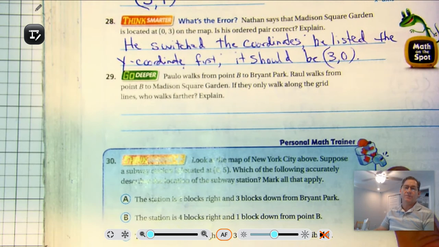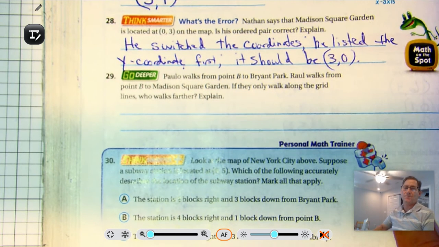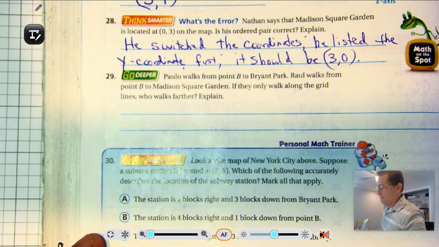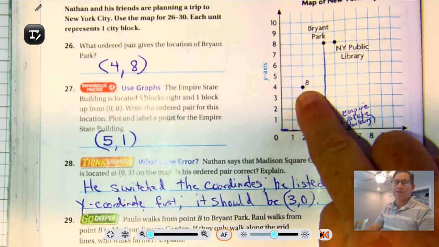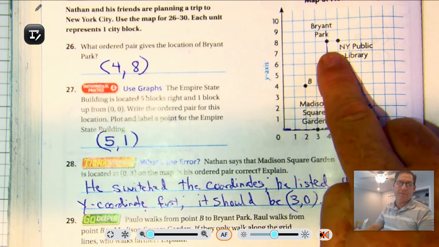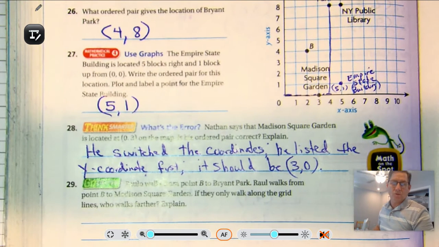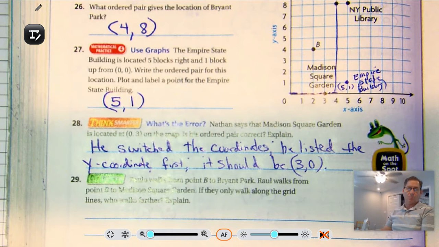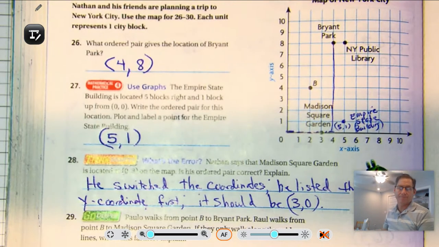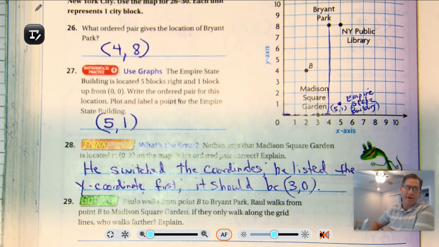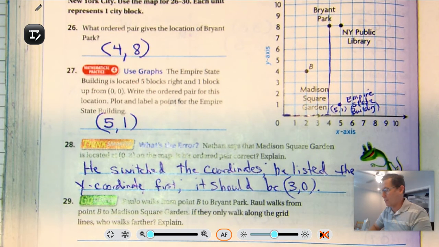All right, 29. Paolo walks from point B to Bryant Park. And Raul walks from point B to Madison Square Garden. If they only walk along the grid, who walks farther?